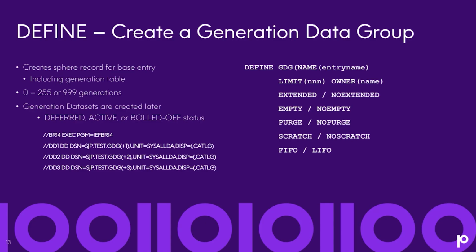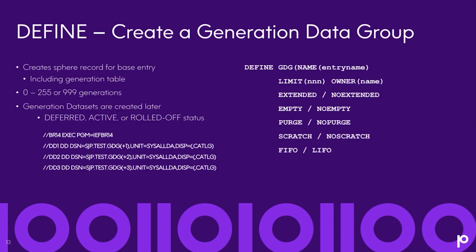So I might create a generation data group that can contain up to 255 generations, or nowadays I can contain up to 999 generations if I say extended. And as those generation data sets are created, which is done outside of IDCAMS, might be done here, for example, by program IEBGENER, I'll create generation 1 and generation 2 and generation 3. All of those, as they are created, are added to the generation table in the sphere record.